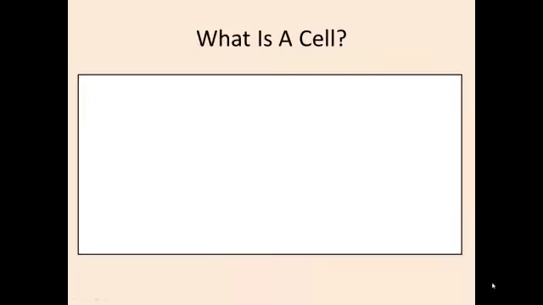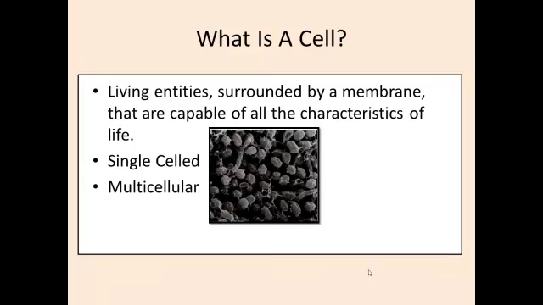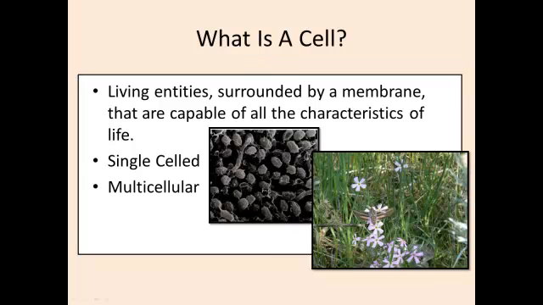So, let's talk about what makes a cell, which is a whole lot easier than defining what's life. Cells are living entities surrounded by a membrane that are capable of all the characteristics of life. They can be single-celled, like these lovely myxobacteria, or they can be multicellular, like the phlox, those are the flowers, and the moth in this picture. So, to be capable of all the characteristics of life, a cell must have: one, a membrane that defines its inside from its outside; two, genetic information; and three, enzymes necessary for metabolism.